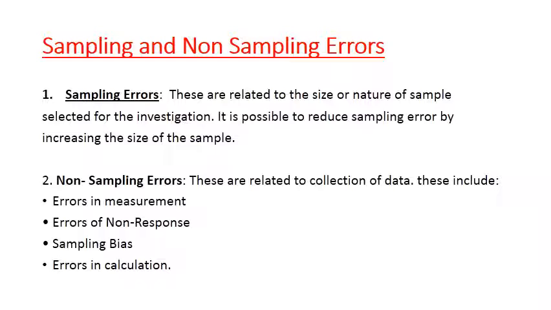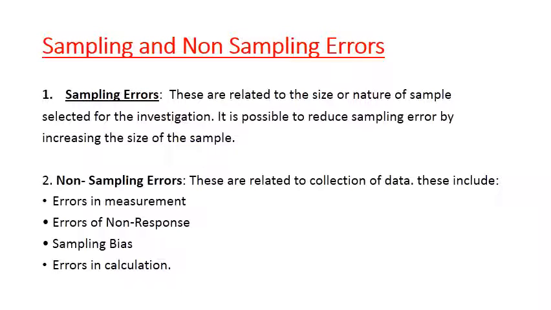But if the size of the sample is small, that is, if the sample is not representative, then there will be errors, and those errors are known as sampling errors. So errors related to the size of the sample are known as sampling errors. And one more thing: these errors can be minimized by increasing the sample size. If the sample is small, we can select more elements from the population to make the sample representative, so that the results will be good and accurate.